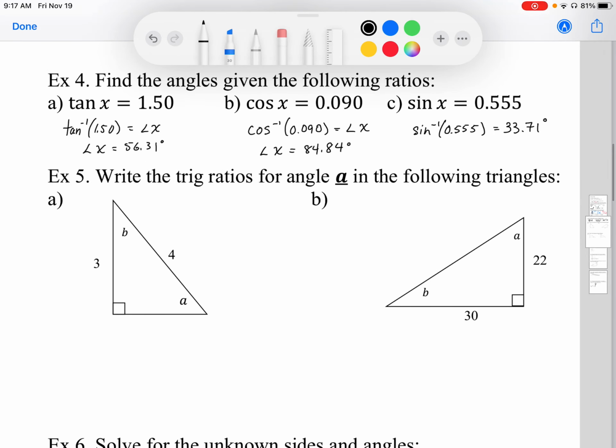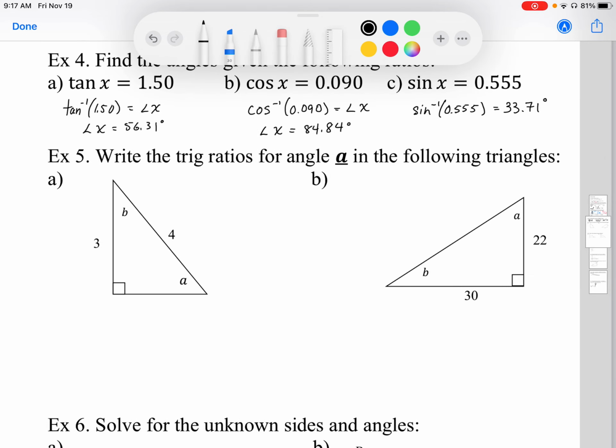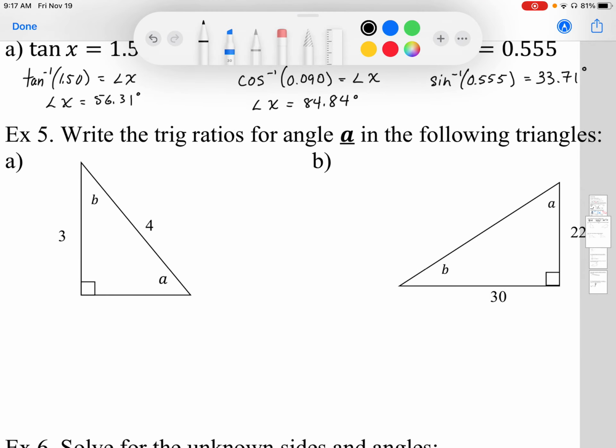So for these problems, this is where we're going to use our calculator. We've been given, in this case, shape. We need to figure out angles. Well, we need to use our calculator to do that. We have the description with shape. We need to give the same description with an angle.